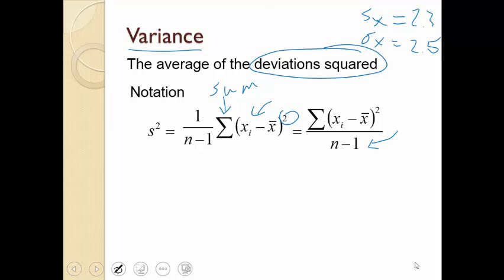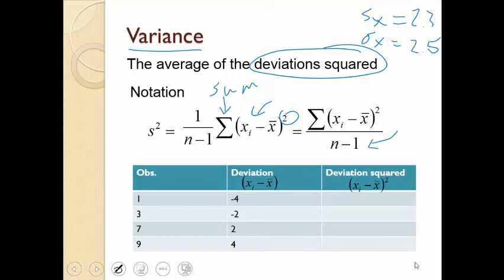And the best reason I'm going to give you right now in this video is because that's the way it is. If you like more detail, we can talk about it somewhere else. But without getting too complicated, here's the idea. Here are the deviations that we saw on the previous page. Square them. Negative 4 squared is 16. Negative 2 squared, 4. 2 squared, 4. 4 squared, 16.